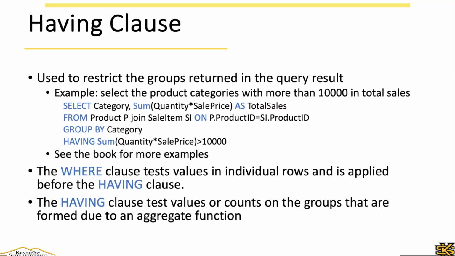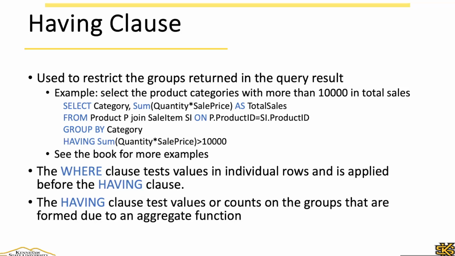The having clause is used to restrict the groups that are returned in the results of a query. For example, we want to select the product categories with more than $10,000 in total sales. In the select statement, we select the category column, then use the aggregate function SUM, which sums the quantity multiplied by the sale price, and we name it total sales.